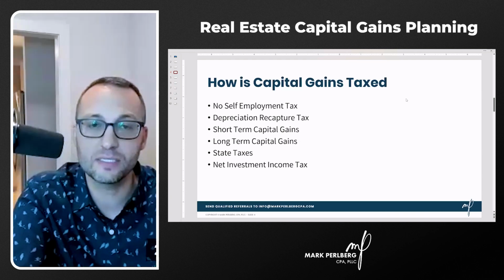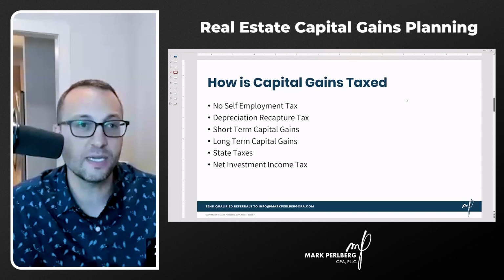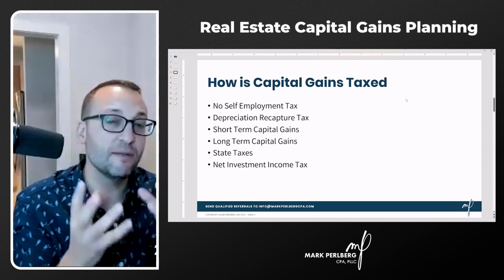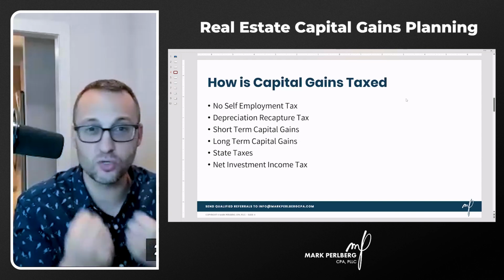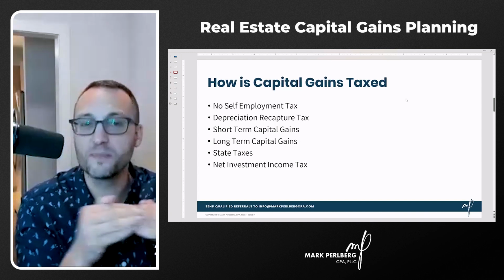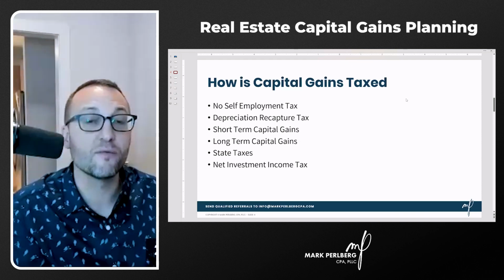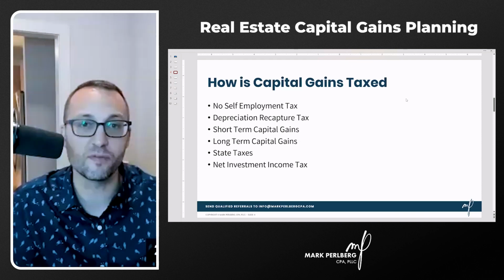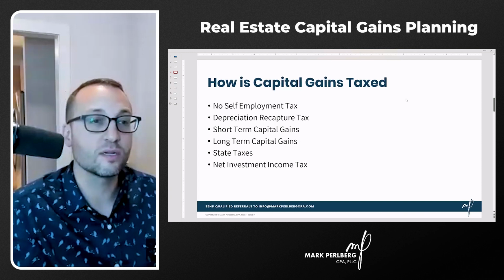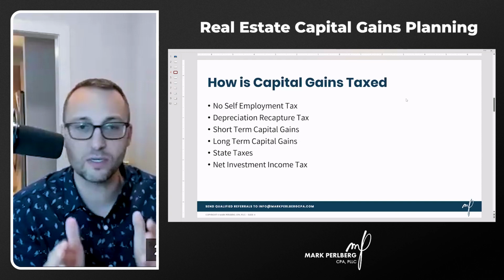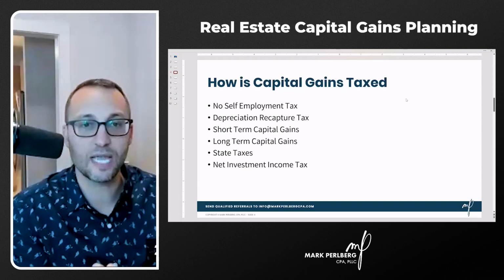Short-term capital gains, if you own the property for less than a year, are taxed at your ordinary marginal rate, which is impacted by all your other sources of income and what tax bracket you're in. Long-term capital gains have a more preferential treatment. So if you have the property for over a year, you're going to typically be taxed at 15%, but we're going to go into more specifics on that and break that down in just a second.